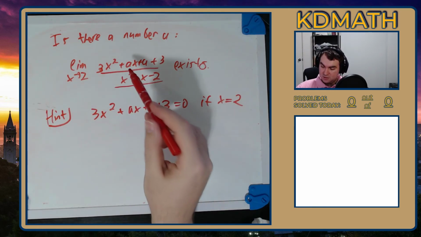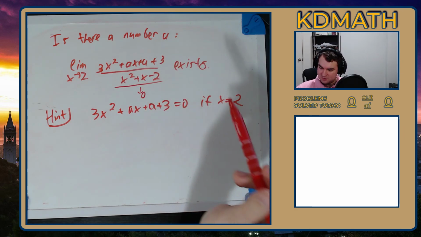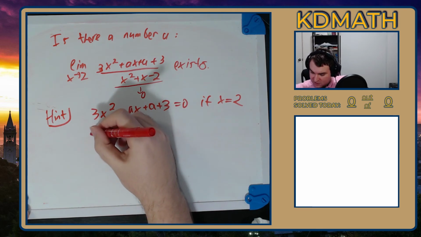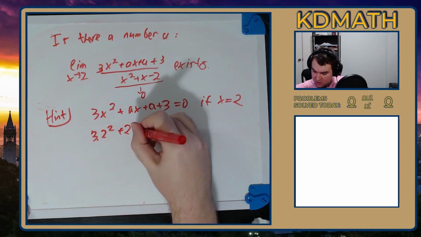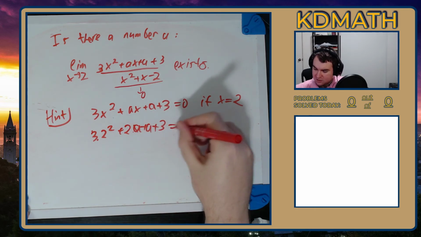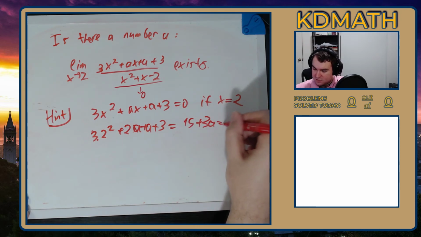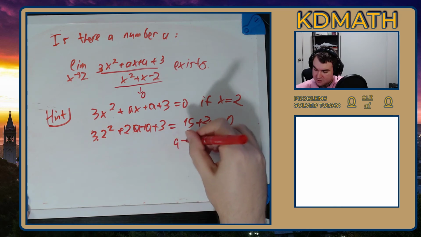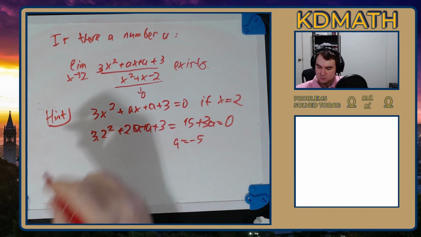Alrighty. So what is 3x squared plus ax plus a plus 3 evaluated at 2? It is 3 times 2 squared plus 2a plus 3, and this equals 15 plus 3a. And this has to equal 0. So a equals -5. And let's see what happens when a equals -5.